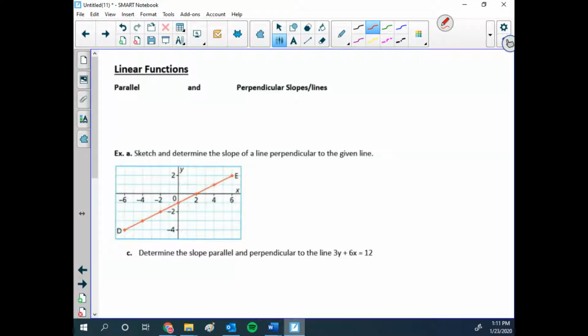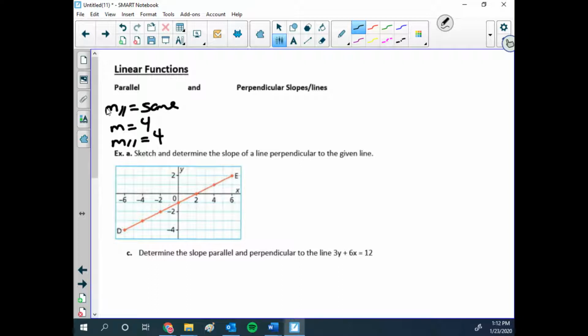So first thing is we know how to find slope, and then we come into this unit and we talk about how we can take slope and find parallel and perpendicular slope. Lines with parallel slopes are going to be the same, the exact same slope. Those lines will never intersect because they're parallel. So if I have m equal to 4, a parallel slope is also going to equal 4.